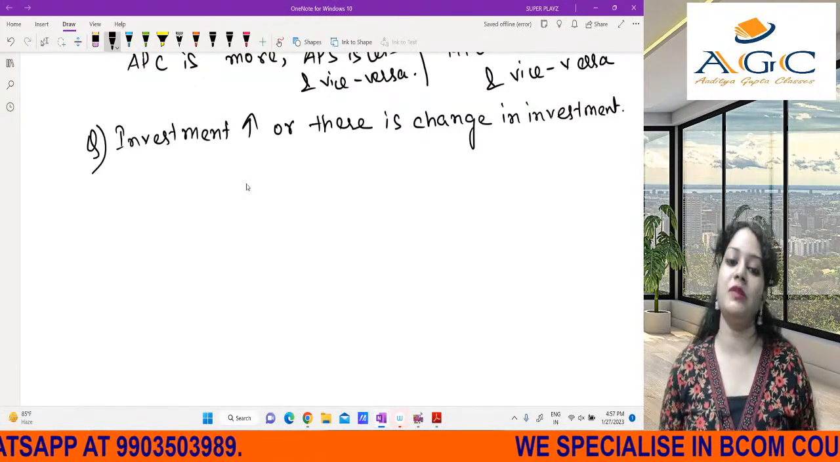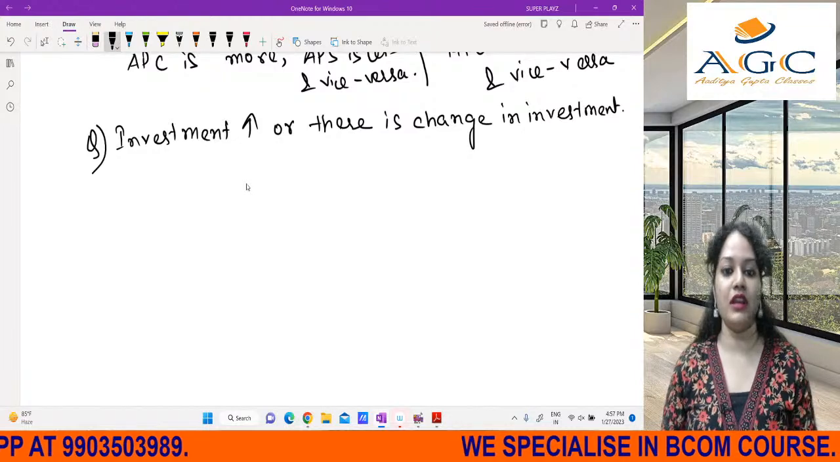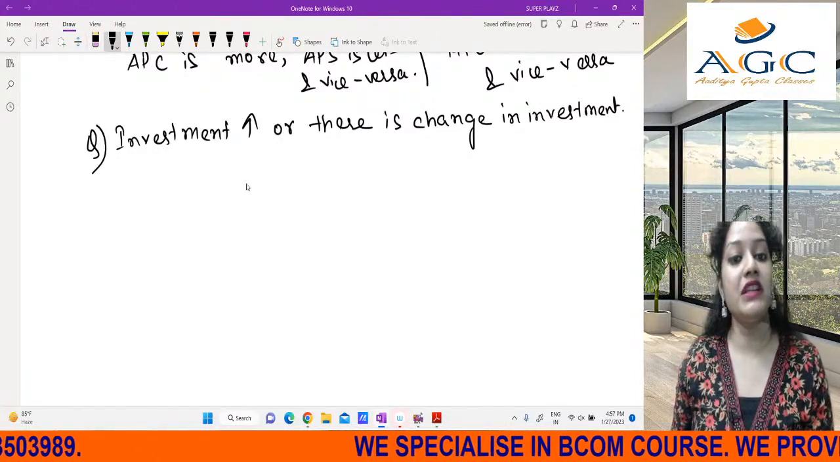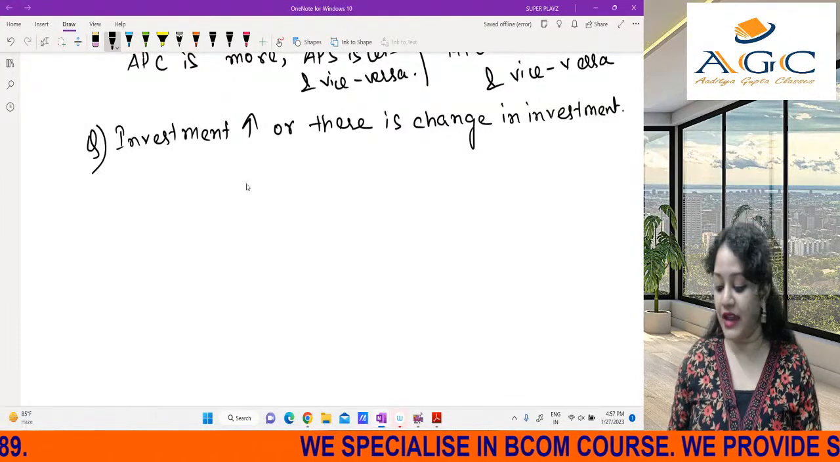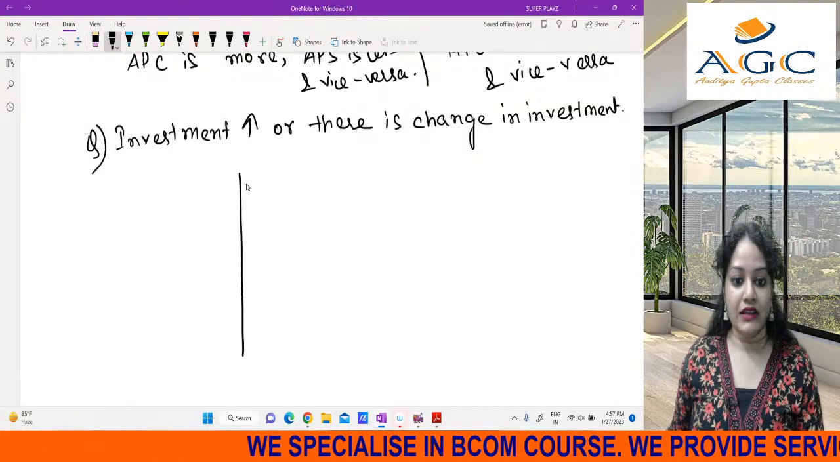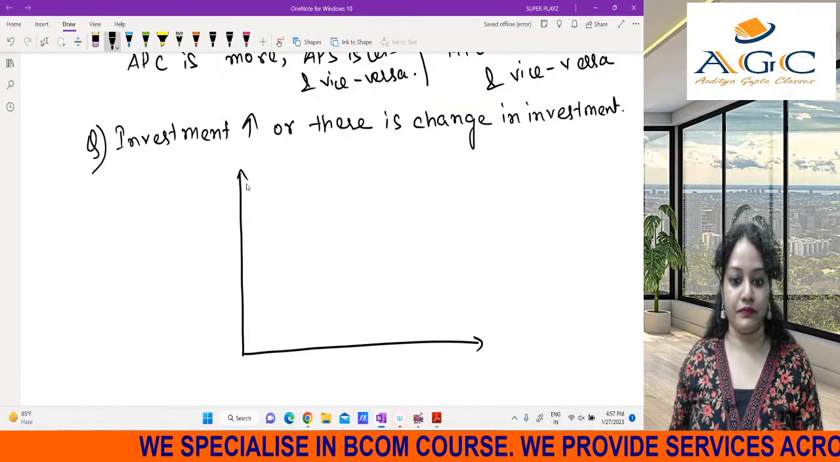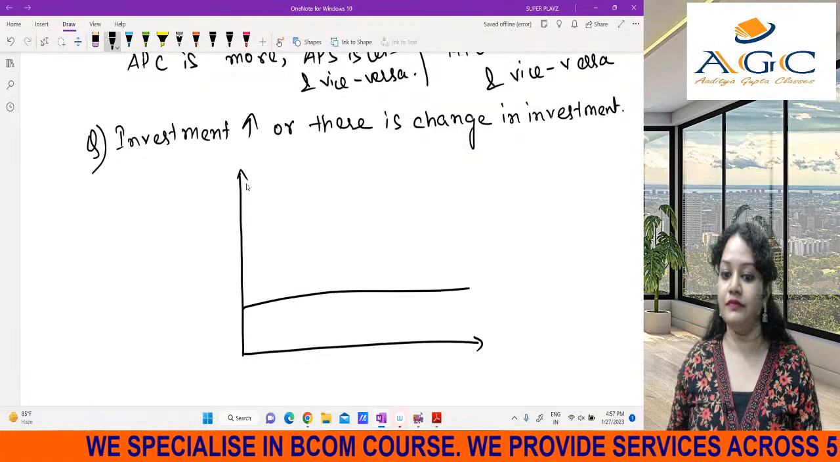And if in your question it is specifically mentioned that investment is increasing or decreasing, then accordingly you will do. Now, when your investment is increasing, what is the diagram that you will be making? The same one, that would be your initial diagram. This is your investment curve, right?